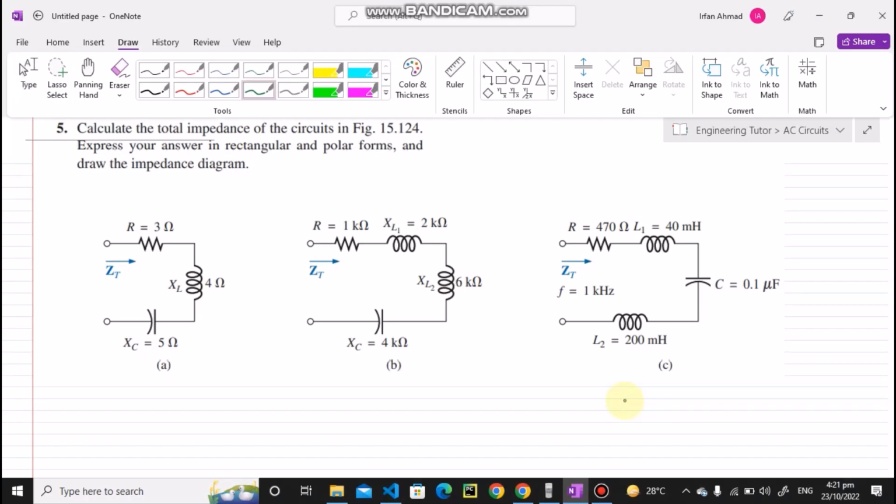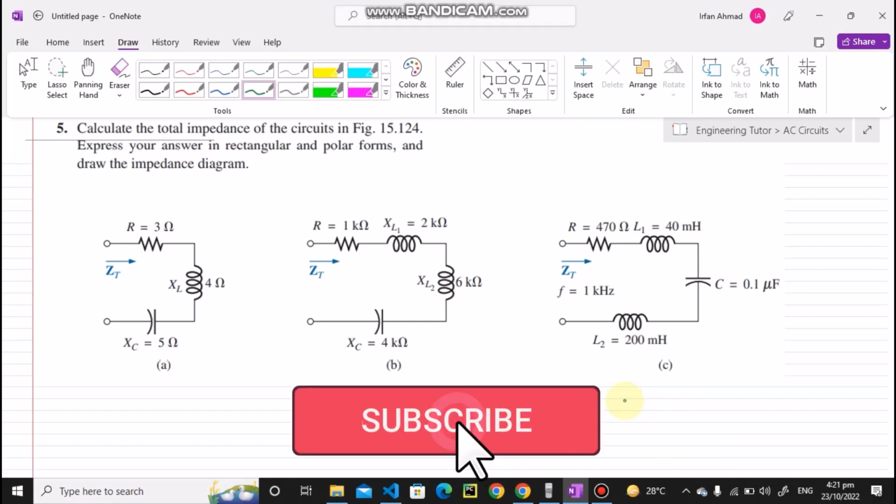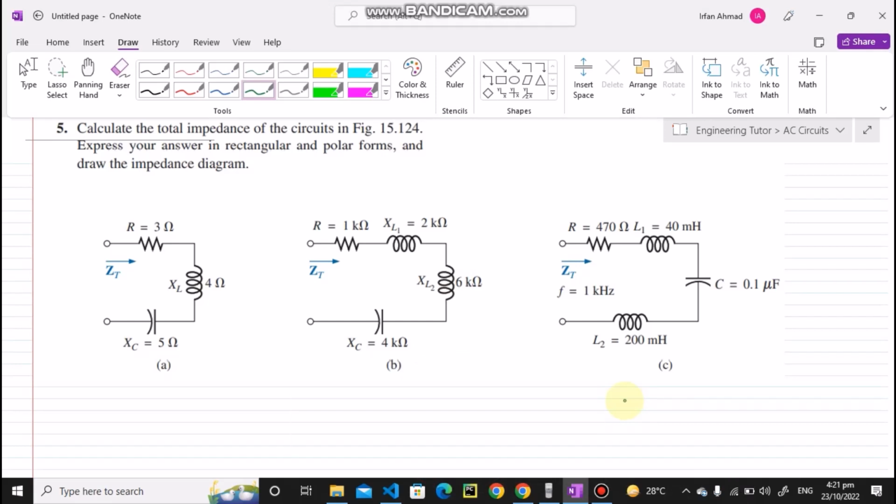Welcome back, guys. So this is question number 5, and here again we have to calculate the total impedances of the circuits given in 15.124. Here we have to express our answer in the rectangular and polar form, and also draw the impedance diagram. Basically the circuits here are what we have recently seen in our question, but some of the questions are somehow different, and we are going to use the same formulation which we have previously developed in our video.